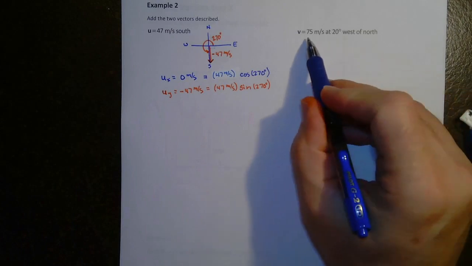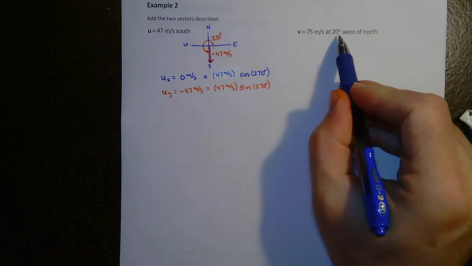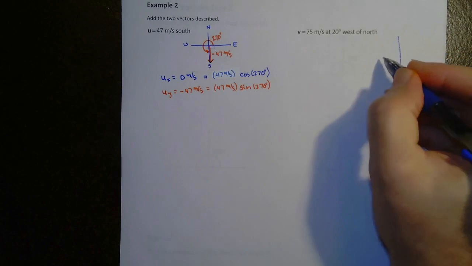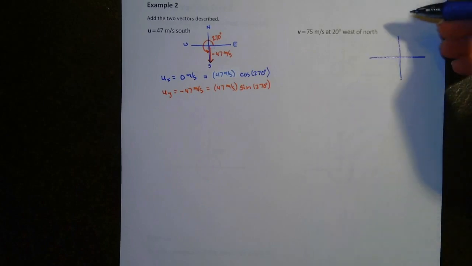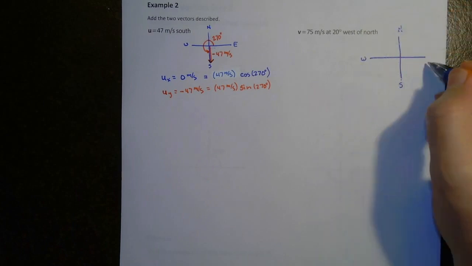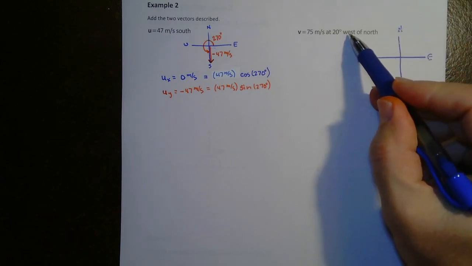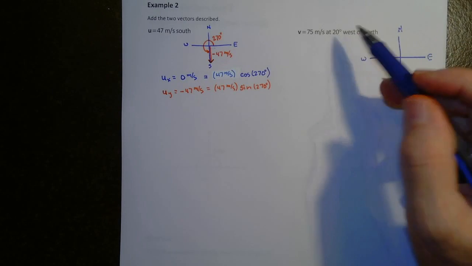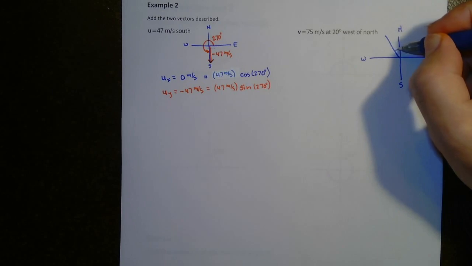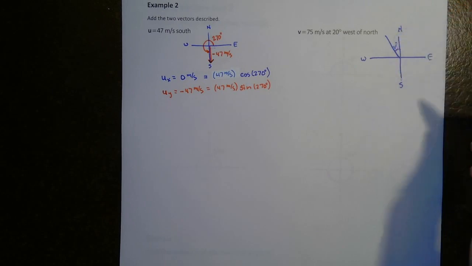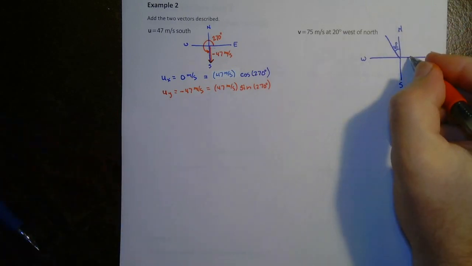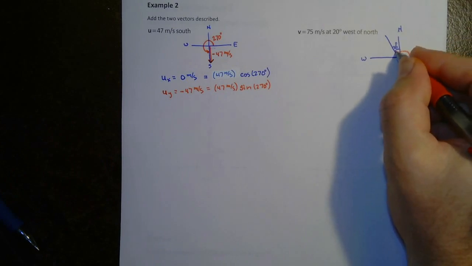Okay, so for this next one, 75 meters per second at 20 degrees west of north. Okay, so here we go. So we're going to draw a diagram. Okay, and we know here's north, and this is west, and this is south, and this is east. And we know we're going to rotate towards the west from north, and we're going to rotate 20 degrees. So that makes this angle right here 20 degrees. Okay, so what's the angle that we would need to rotate? Because that's the part that's going to be important here. What is this angle that we need to rotate to get here?